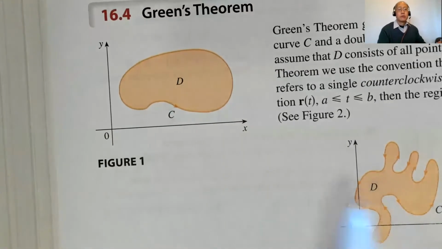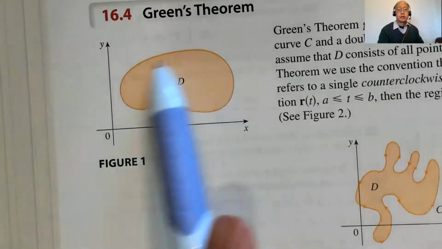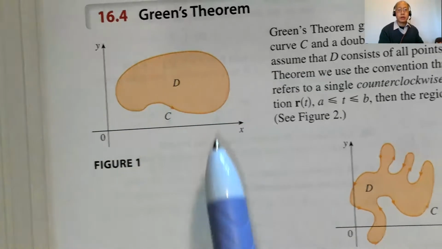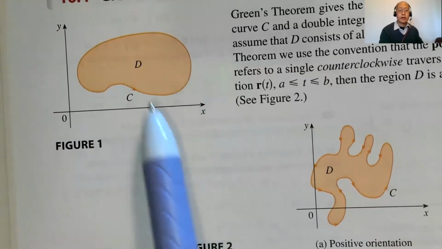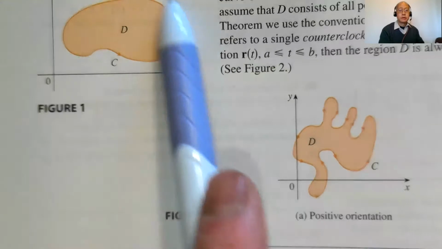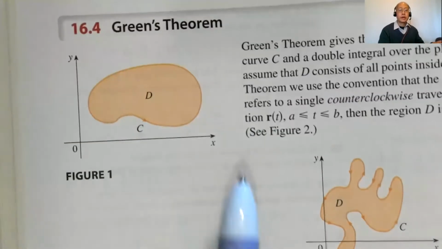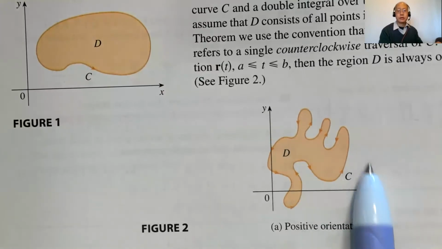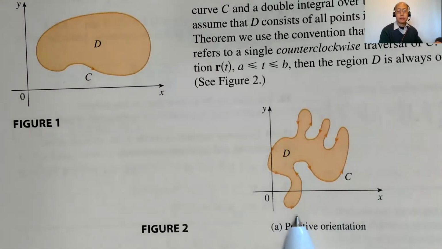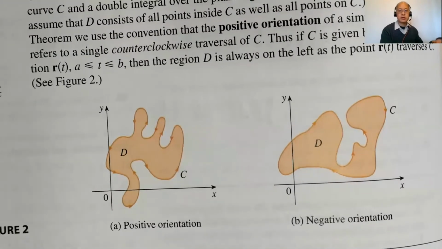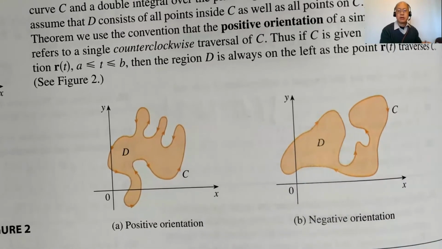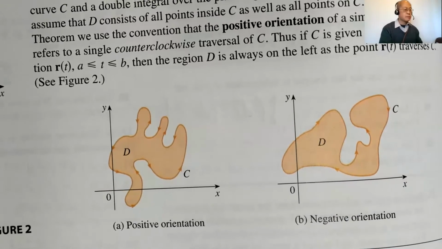So we're talking about a simple closed curve. We have to have a closed curve and in a positive orientation, which is counterclockwise. So this is such a situation of positive, because we're going counterclockwise. This is also positive because overall it's going counterclockwise. Negative orientation will be clockwise, so this would be considered negative orientation.